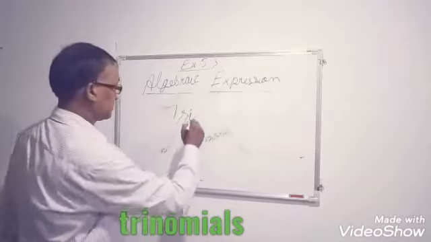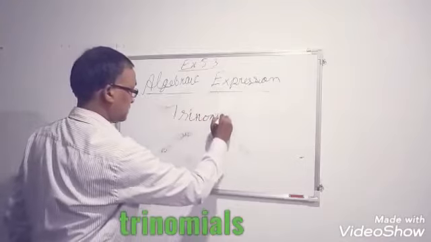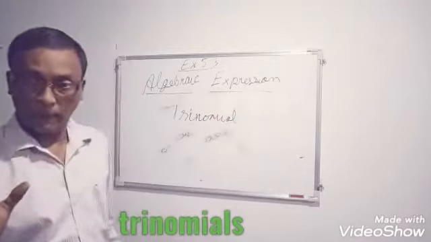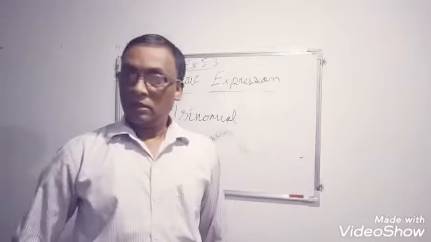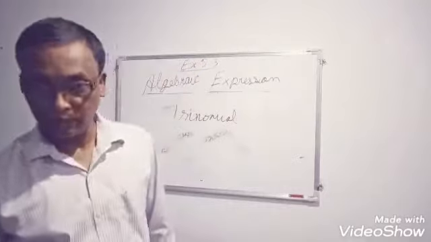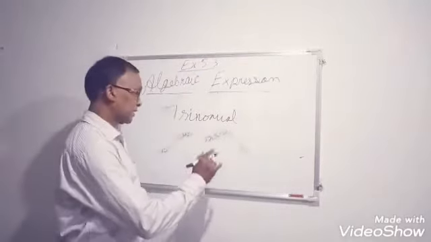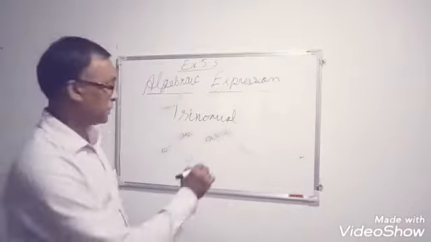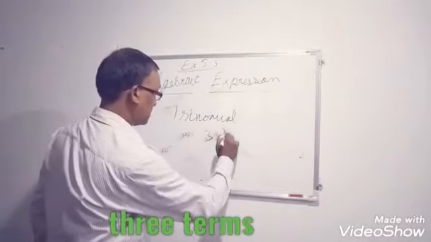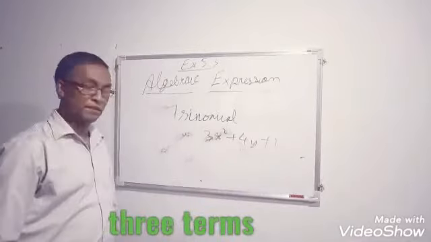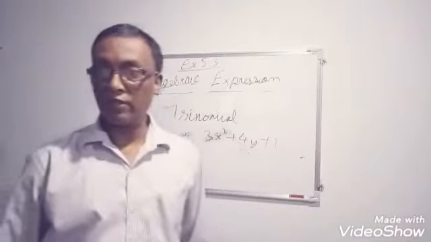Trinomial. If 3 terms are there in the algebraic expression, then it is a trinomial. So 3 terms, if you say like 3x squared plus 4y plus 1, 3 terms are there in this algebraic expression, so it is a trinomial.